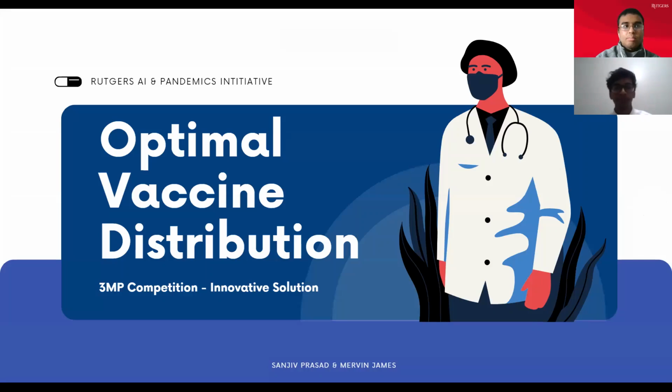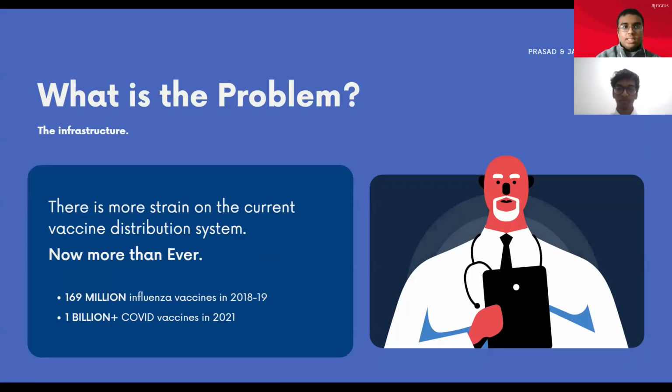Today we'll be presenting a proposal for optimal vaccine distribution in the pandemic era. Vaccine distribution is a complex challenge that pharmaceutical companies face each year. In the 2018 to 19 season, manufacturers were tasked with distributing over 169 million doses of the influenza vaccine. With the advent of the coronavirus, the challenge of vaccine distribution will only be compounded.